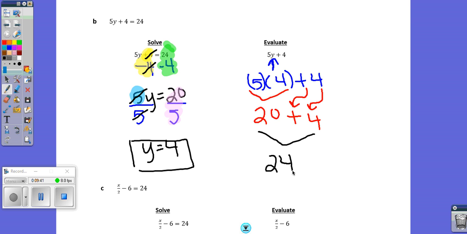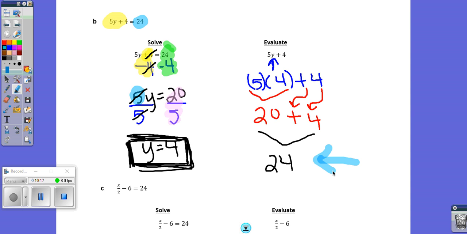Now you'll notice I'm not circling the number that I evaluated. The reason for that is because that's not my answer. My answer is y equals 4. 24 is the number that I should get if I've evaluated correctly. And I know that because if you go back to your equation, they said this expression, 5y plus 4, is equal to a number. In this case, it's equal to 24, which is what we got.